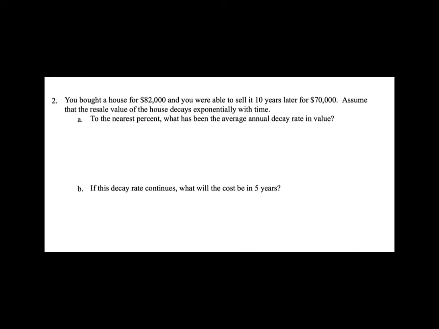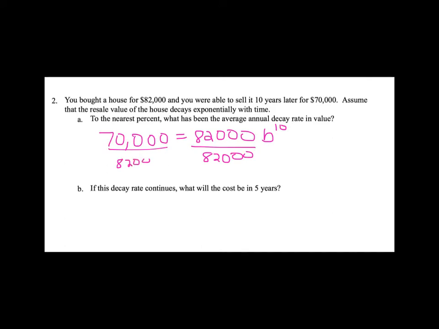We're going to do the same thing that we did on question 1, but this time we're finding the decay rate as a percentage as well. We set this up the same way: our new value equals our original value times our decay factor raised to the 10th power. We start by dividing both sides by 82,000, which gives us 0.85.